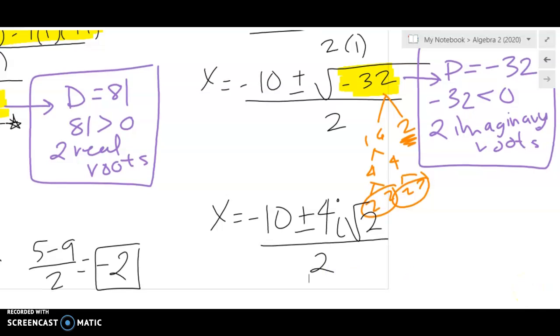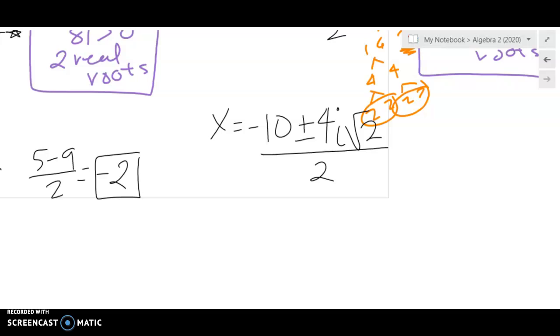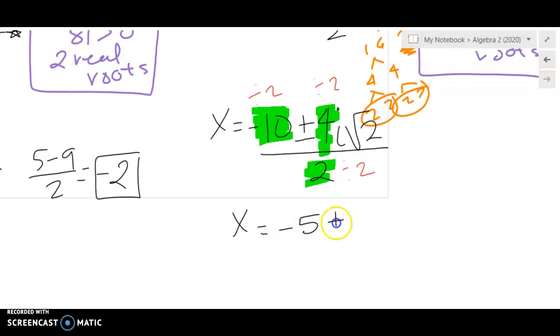I'm going to see if I can simplify this just like we did yesterday. I'm going to highlight these green. Remember, it's an all or nothing. Those 3 green pieces have to be able to break down or don't do it. In this case, 2 goes into all of those green pieces, so let's break them down. So I have x equals, that's going to become negative 5 plus or minus. This is going to become 2, then the i, then the root 2. And then it's going to be all over 1.